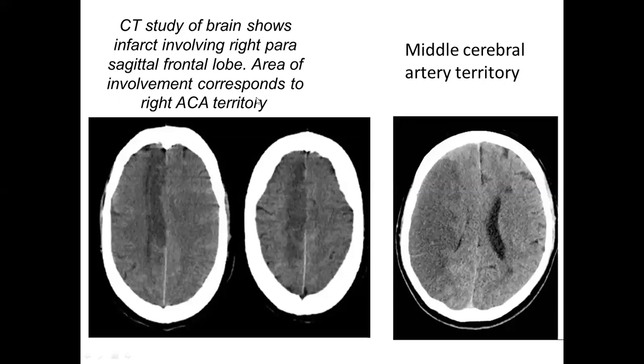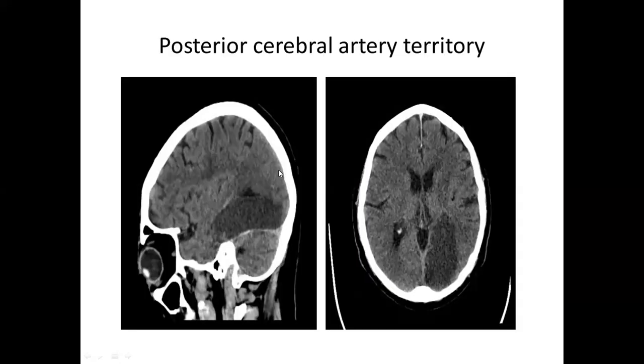CT scan showing infarct involving the area supplied by the anterior cerebral artery here and here. Here, the area supplied by the middle cerebral artery. And in this picture, sagittal and axial views show infarction in the area supplied by the posterior cerebral artery.